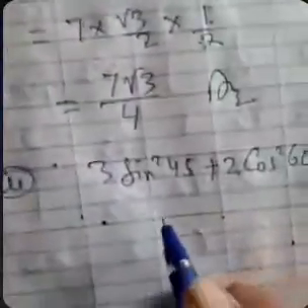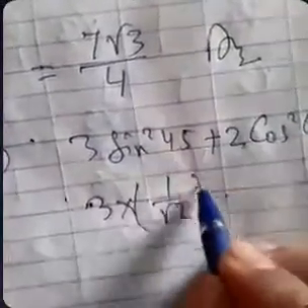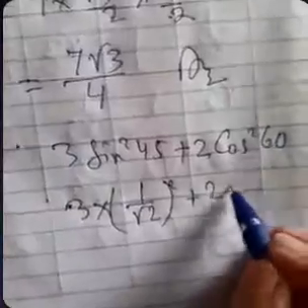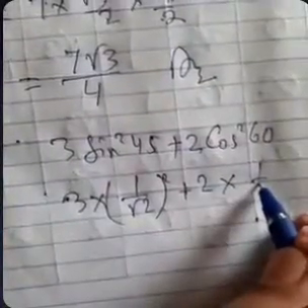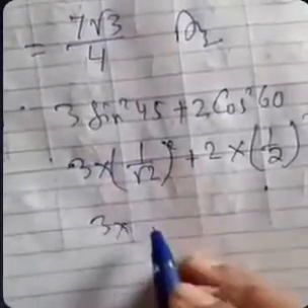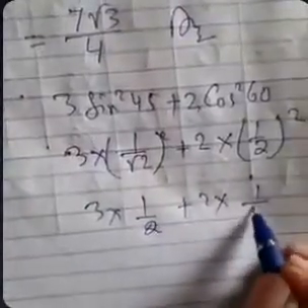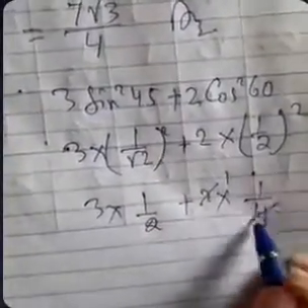Now look at the second part. What is the second part? 3 sin square 45 plus 2 cos square 60. Look at here. Value of sin 45 is 1 upon root 2 whole square. Value of cos 60 is 1 upon 2 whole square. Now 1 upon root 2 squared is 1 upon 2. 1 upon 2 whole squared is 1 upon 4. Here 3 into 1 upon 2, and 2 into 1 upon 4.